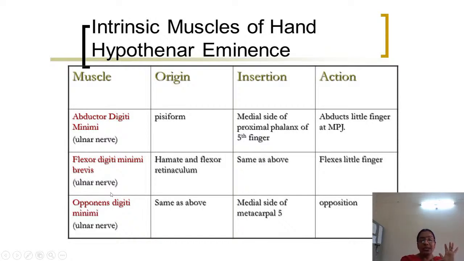So the thenar muscles are supplied by the median nerve, whereas the hypothenar muscles are supplied by the ulnar nerve. Yes, because the ulna bone is on this side, and this is the radial side. The radial side, at the thumb, which is called thenar, is supplied by the median nerve, except adductor pollicis. The ulnar side, medially, is supplied by the ulnar nerve.